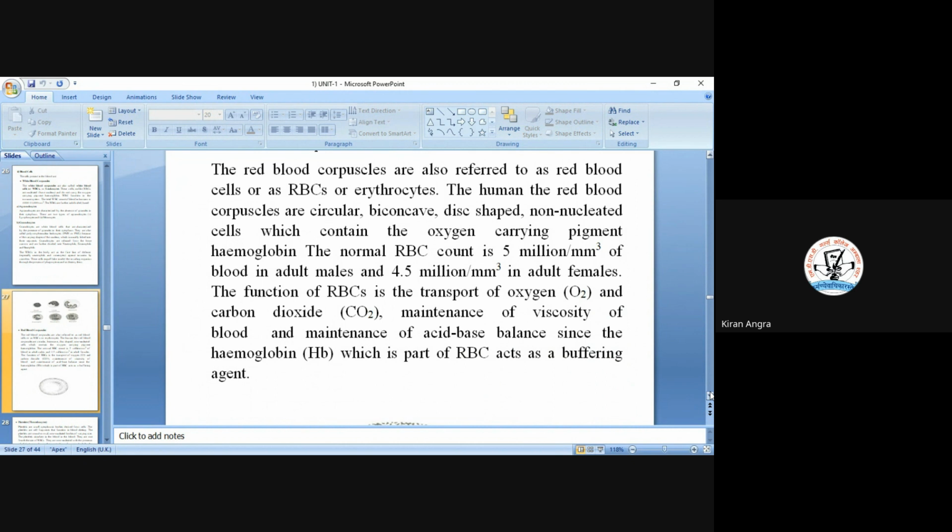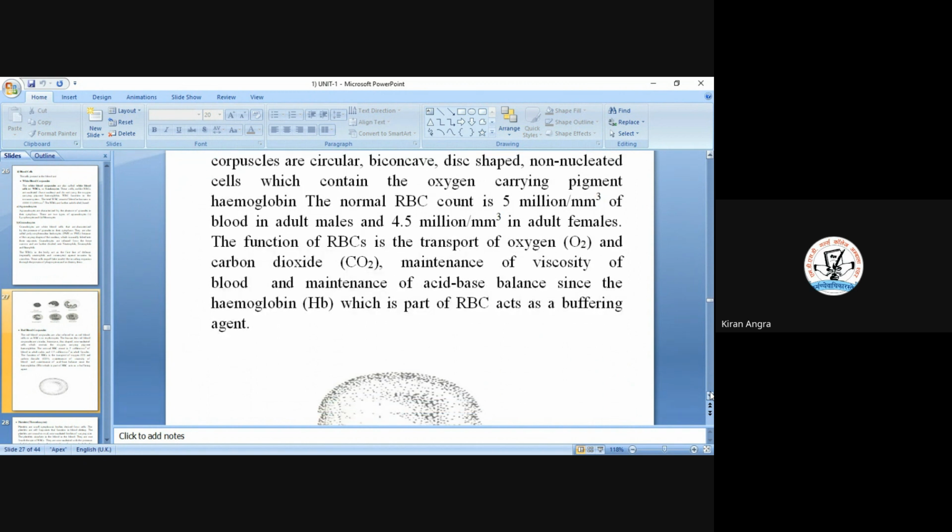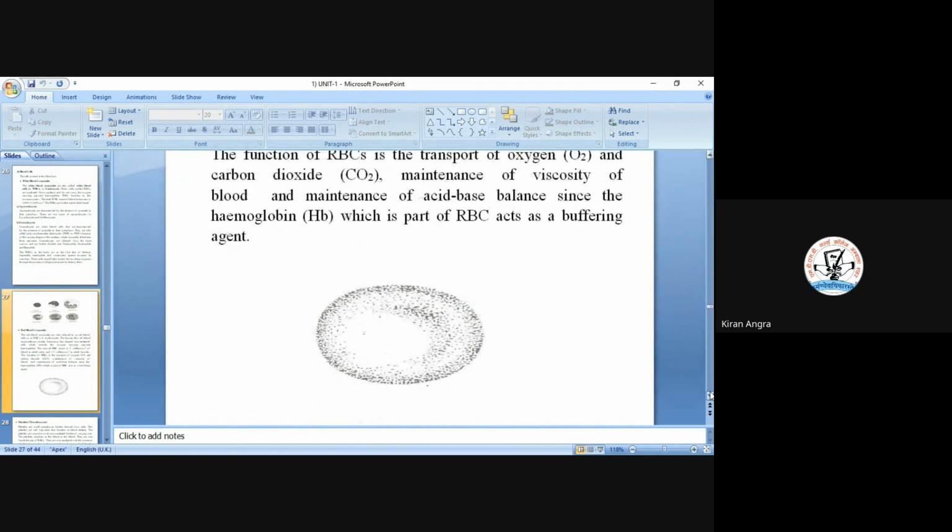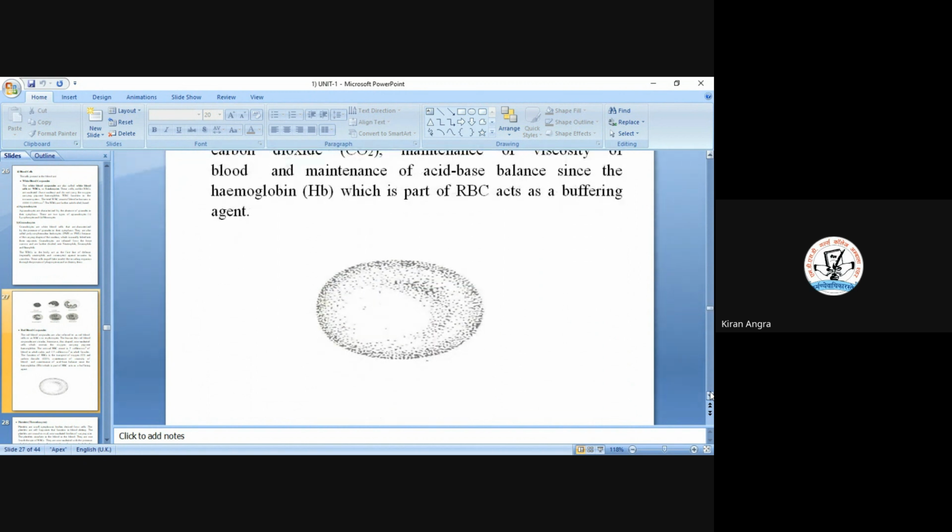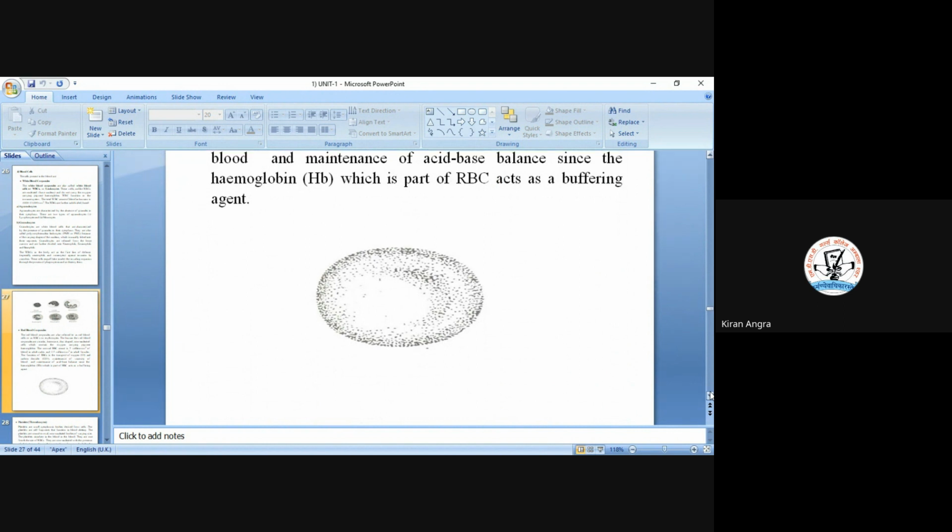since the hemoglobin, being a part of RBC, acts as a buffering agent. It means they keep the balance of acid and base.